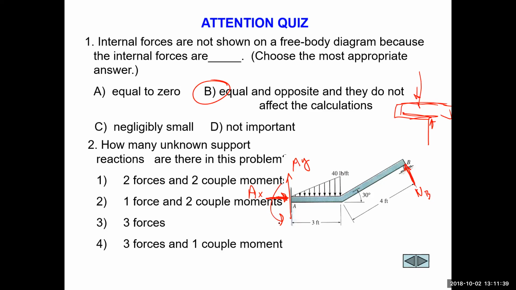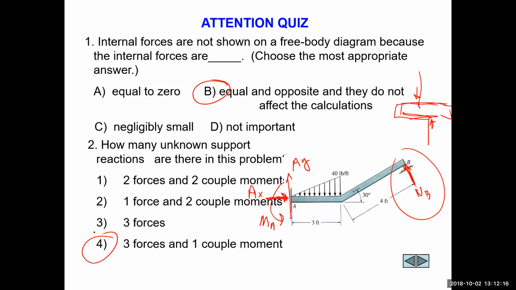Now, there's also the support at B, and the other question you might ask is, can you solve this, right? You've got how many unknowns here? 3 forces and 1 couple moment. That's 4 unknowns. Can we solve that? A problem with 4 unknowns in 2 dimensions? Well, no, we can't, because we can only solve for 3 forces in 2 dimensions, or 2 forces and a couple, or those kinds of things. So we can only solve for 3 unknowns.